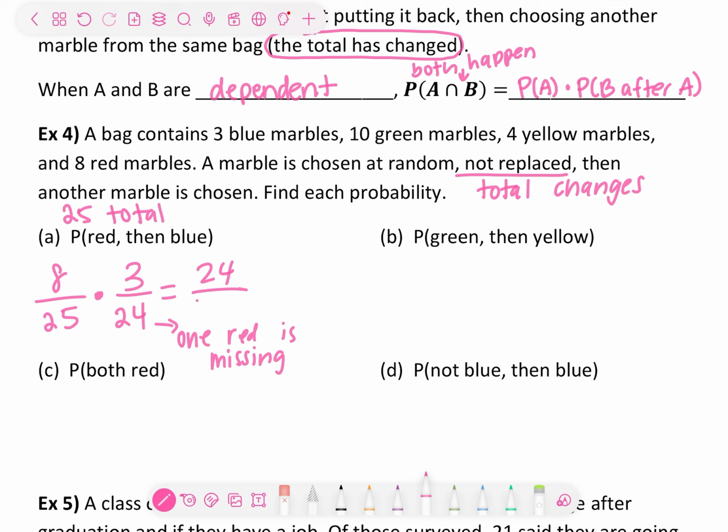We actually could have simplified that first. I'm going to point out how to do it. You could have simplified 3 over 24, or you could have simplified 8 over 24. This would have been a 1 and this would have been a 3. So we could have done that first.